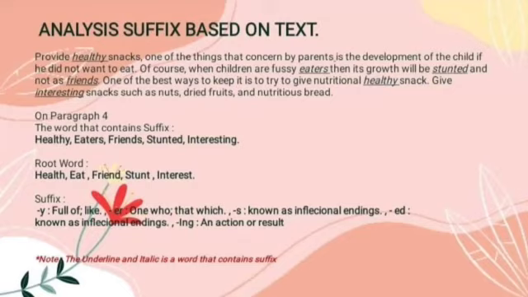On paragraph 4, the words that contain suffix: healthy, eaters, friends, stunted, interesting. 1. Healthy, root word health, suffix y, full of, like. 2. Eaters, root word eat, suffix s, known as inflectional endings. 3. Friends, root word friend, suffix s, known as inflectional endings. 4. Stunted, root word stun, suffix ed, known as inflectional endings. 5. Interesting, root word interest, suffix ing, an action or result.